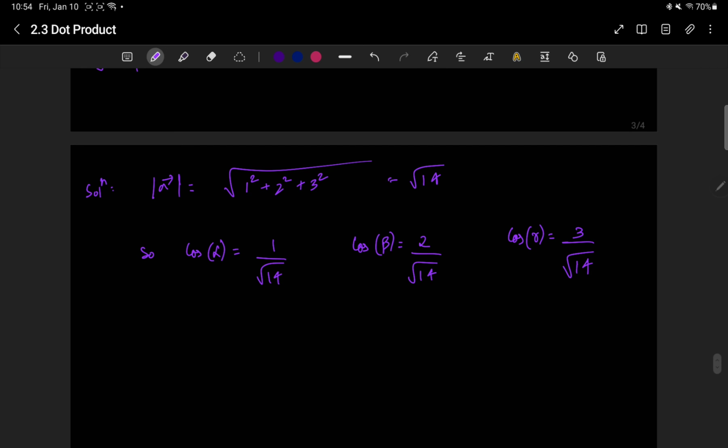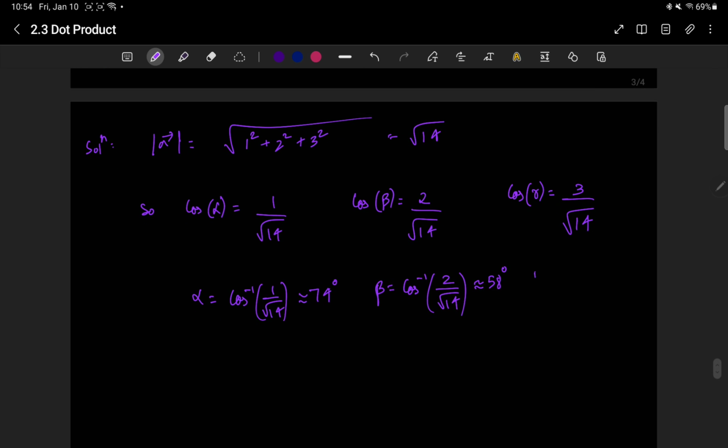And from here, I can find the angles. Alpha is just going to be inverse cosine of 1 over root 14, which comes out to roughly 74 degrees. Beta is going to be inverse cosine of 2 over square root of 14, which comes out to 58 degrees. And gamma is going to be cosine inverse of 3 over root 14, which comes out to roughly 37 degrees.